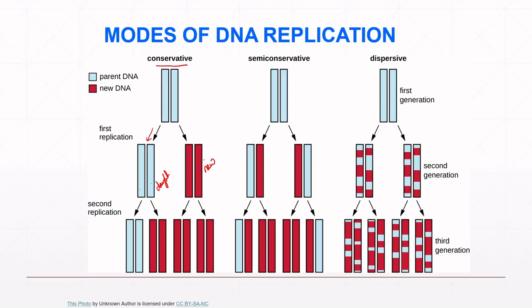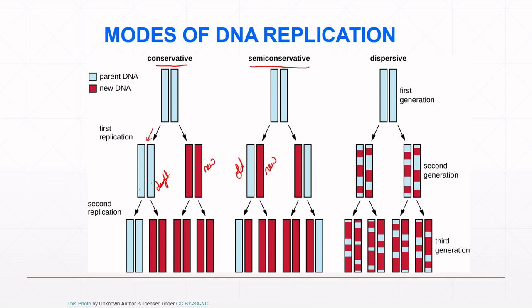In semi-conservative mode, the parent DNA will be divided and each strand will act as a template for the synthesis of a new strand. So the daughter DNAs will have one old strand and one new strand. Since only one strand is conserved in the daughter DNAs, it is called semi-conservative mode.